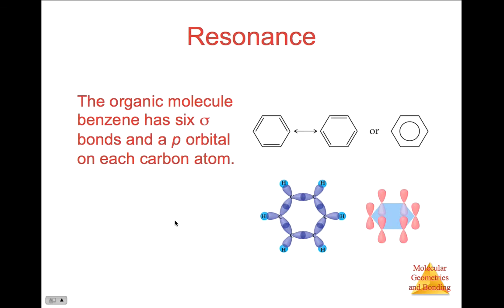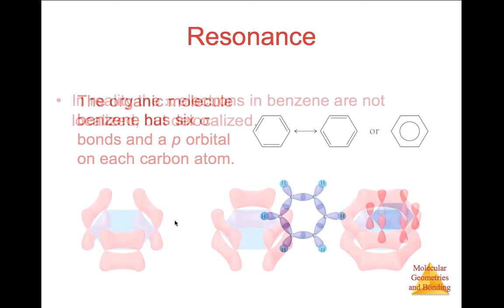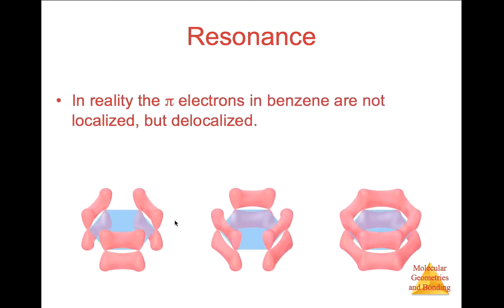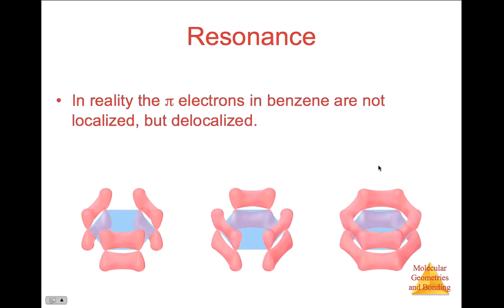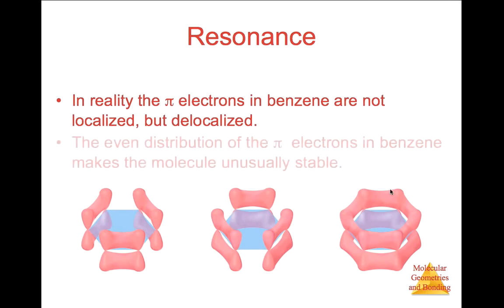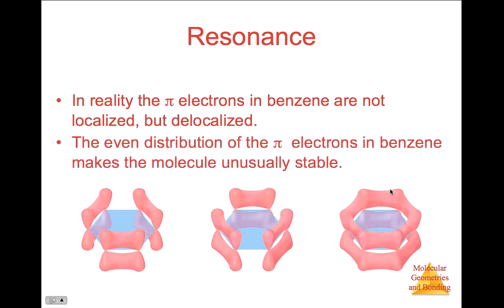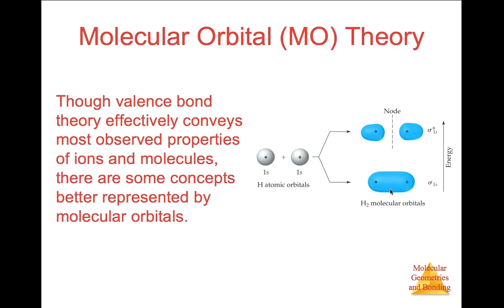The organic molecule benzene has 6 pi bonds and a p orbital on each carbon atom. In reality, the pi electrons in benzene are not localized but delocalized, and that's why they have this picture right here. Just remember, a benzene ring, if you look back at the slide before, actually has this circle right here to indicate that resonance occurs between these. The resonance that occurs is the sharing of these p orbital electrons. The even distribution of the pi electrons in benzene makes this molecule unusually stable.